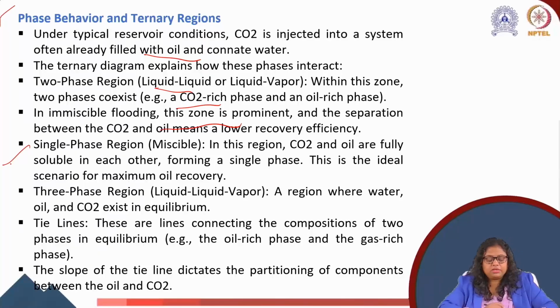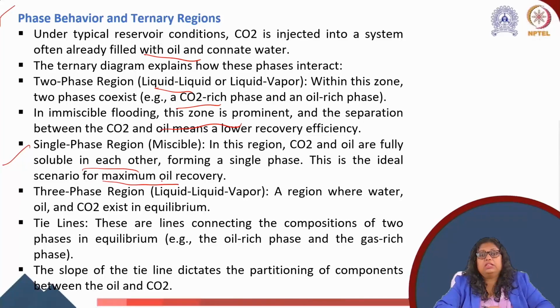When we have the single phase region, that is the phenomenon of miscible flooding. In this region, CO2 and oil are fully soluble in each other and form a single phase. This is the ideal scenario for maximum oil recovery. Then we have the three-phase region, liquid-vapor, a region where water, CO2 and oil coexist in equilibrium.